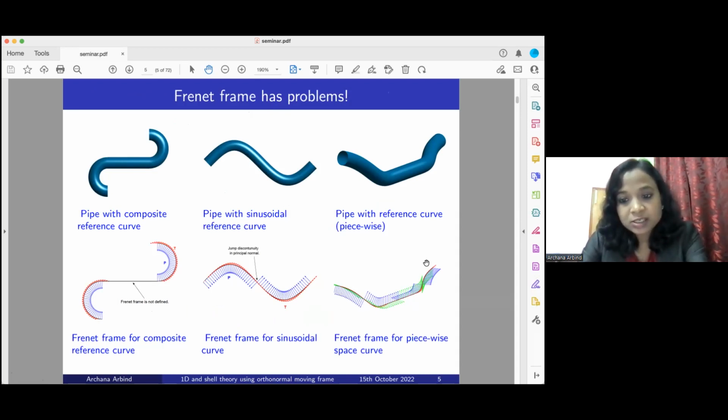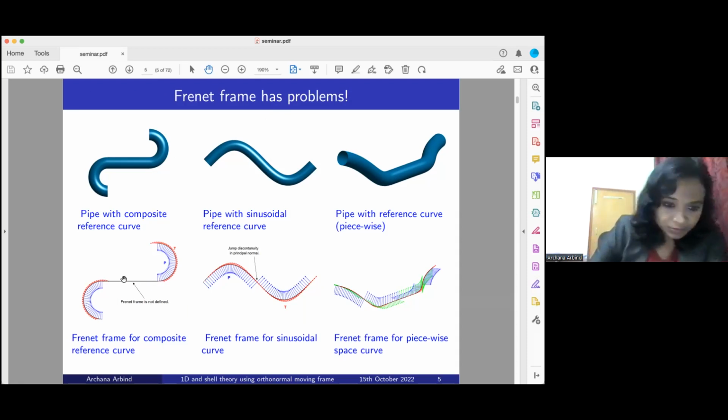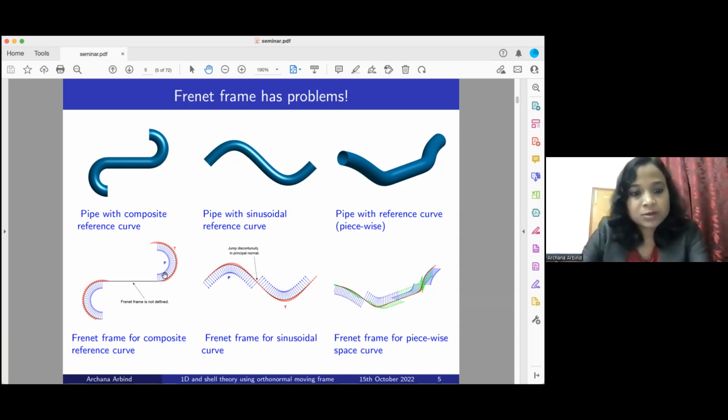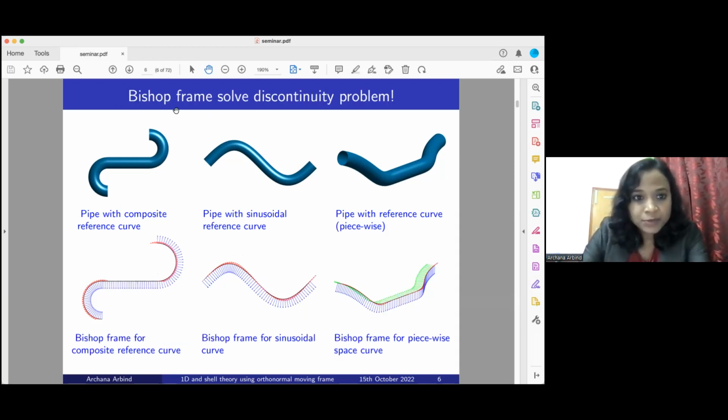So this discontinuity problem gives us a lot of trouble if we try to do FEM or some geometrical mapping via this kind of frame. So what Bishop did is, he proposed a different kind of frame called the Bishop frame in 1975. So it solved the discontinuity problem.